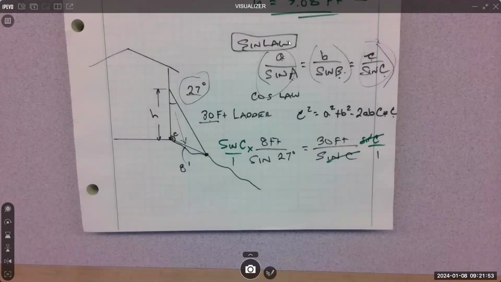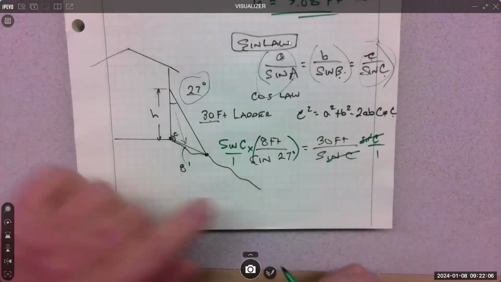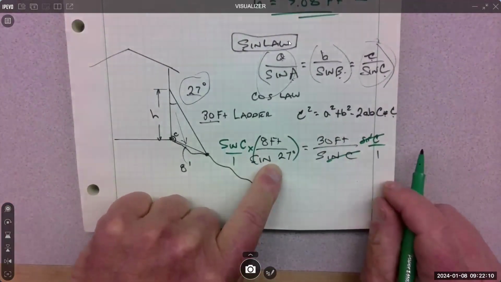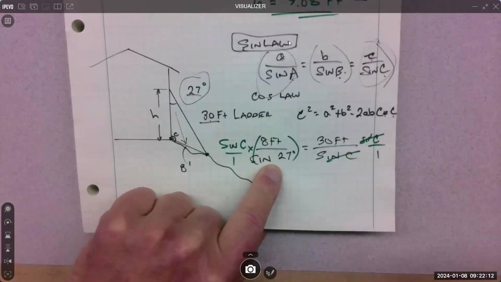You divide by 8 feet over sine of 27. Yeah, so I want the sine C thing all by itself, right? So I want to get rid of this thing. What is that? It's a number, right? Yeah, turn it into a number, and then we're gonna divide by it.